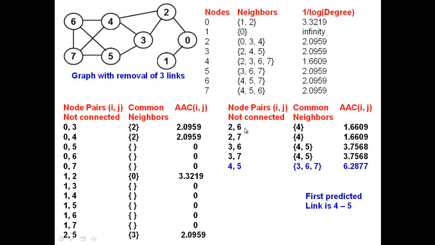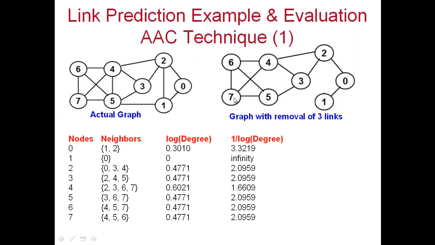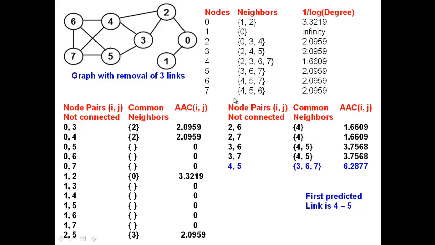Okay, so now what we're going to do is run through the Adamic-Adar index for one link prediction. This is the graph with the 3 links removed. These are the node pairs that don't have a link in this graph. 0 has a link with 1 and 2, so no link with 3, 4, 5, 6, 7. 1 has a link with 0 but not with 2, 3, 4, 5, 6, 7.